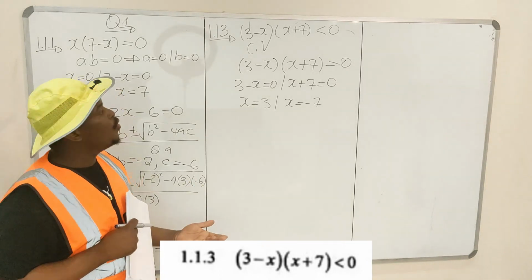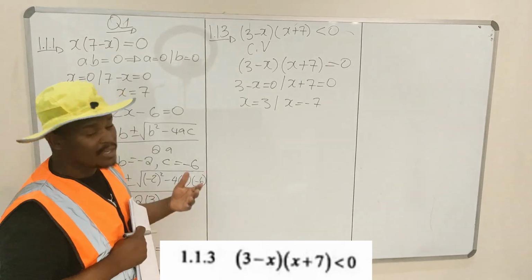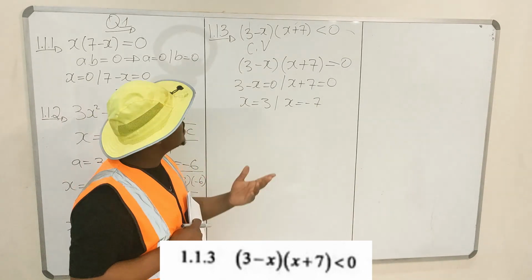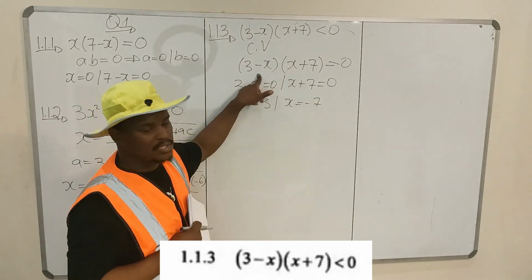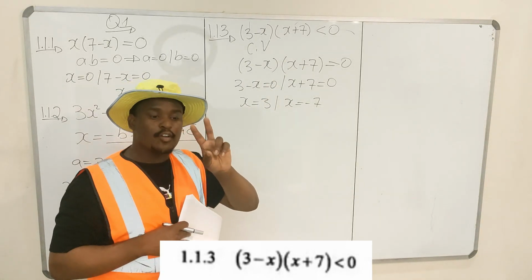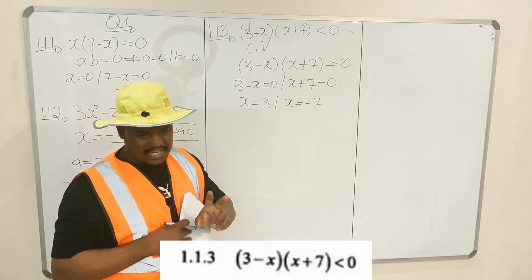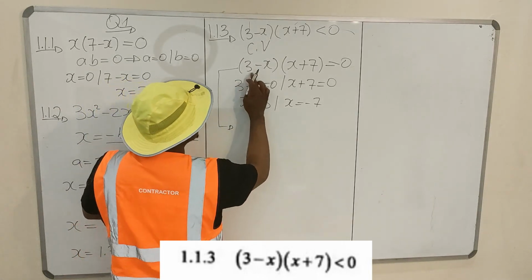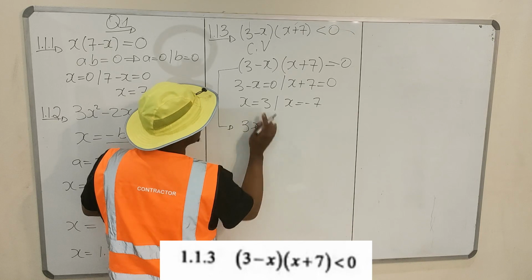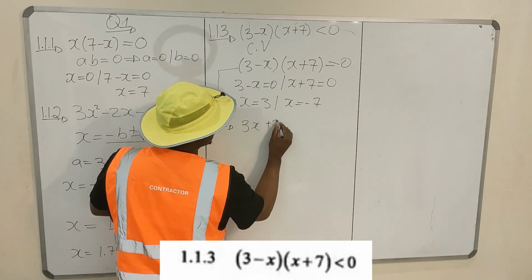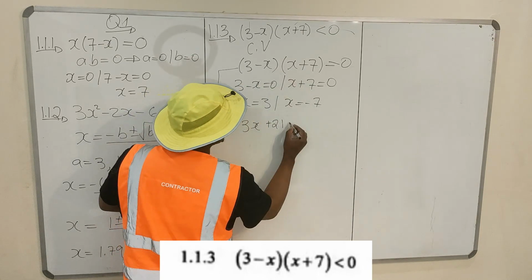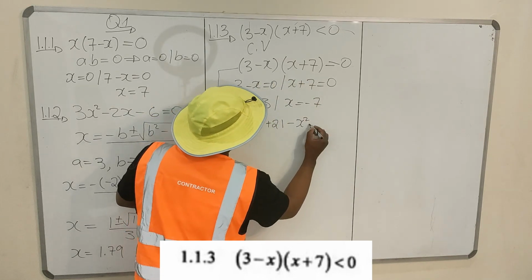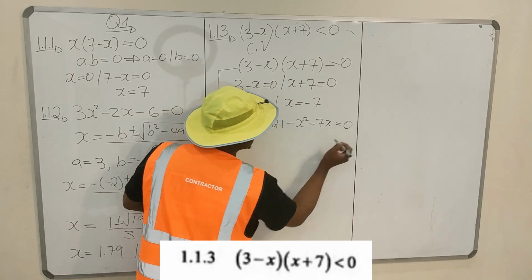The easy way to know the sign of your parabola, because now you want to draw a parabola but you're not sure about the shape, is to multiply this bracket out and see the sign of x squared. Do you understand? So take this thing out. This times that is 3x, right? This times that is 21. This times this is minus x squared. This times that is minus 7x, equal to 0.